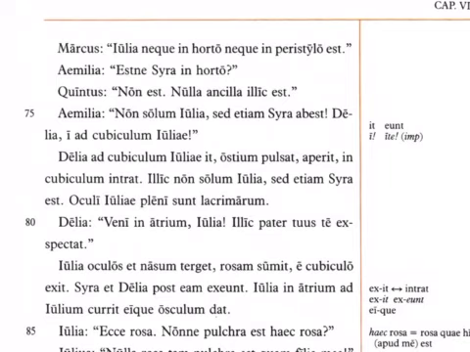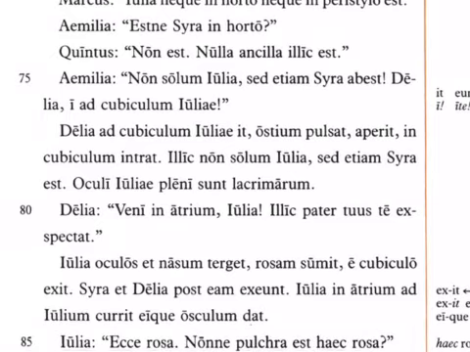Aemilia says, Estne Syra in horto? Is Syra in the garden? Quintus, non est, nulla ancilla illic est. She's not. No maidservant is there. Aemilia says, non solum Julia, sed etiam Syra abest. Not only Julia, but also Syra is gone, is absent, right?